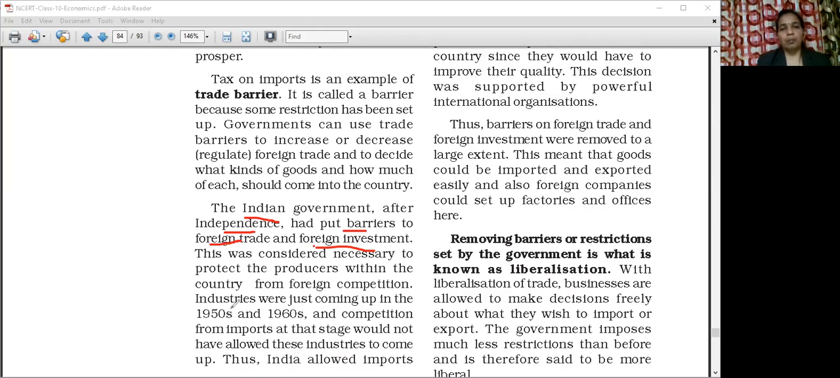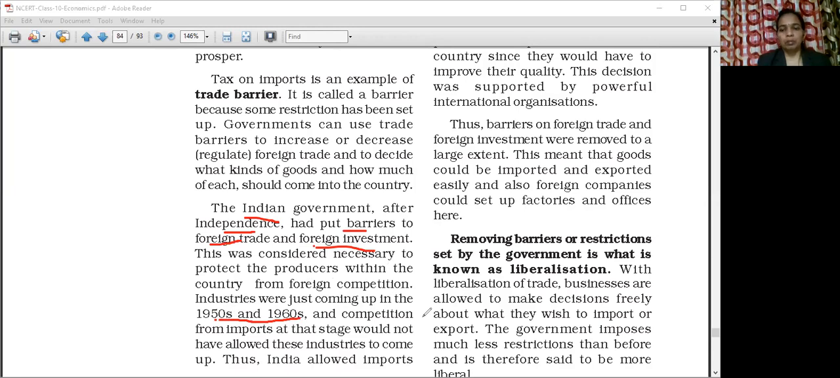To avoid the competition from foreign goods. Industries were just coming up in the 1950s and 1960s. It was the starting of the industries in the decade of the 1950s and 1960s, and competition from imports at that stage would not be allowed.